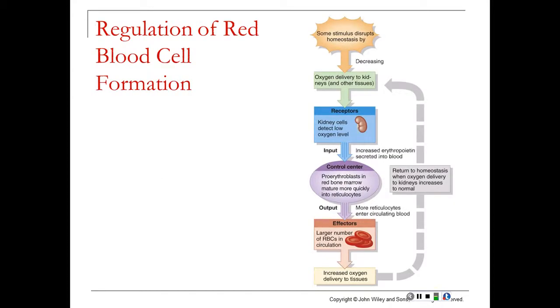Here you can see how the red blood cell formation is regulated. It's again stimulated by some type of disruption in homeostasis, decreasing oxygen delivery to the kidneys as well as other tissues. So those kidney receptors detect those low oxygen levels, send information to the red bone marrow to form more reticulocytes. The reticulocytes enter the bloodstream, eject their nucleus. Now you have lots and lots of red blood cells, so you have increased oxygen levels, and then you get that negative feedback loop going where the kidneys are then turned off from secreting the erythropoietin.